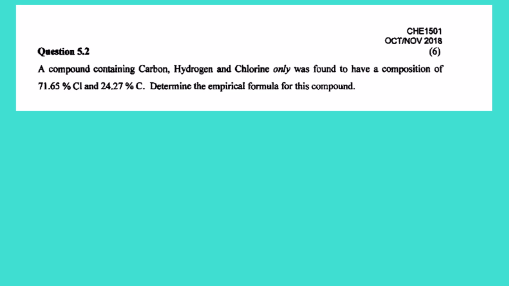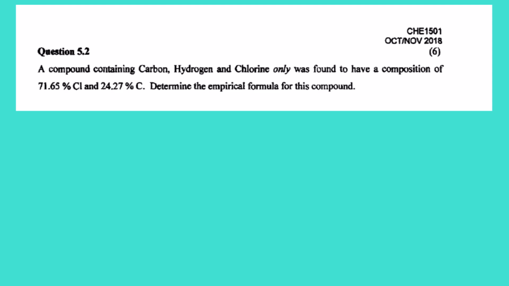A compound containing carbon, hydrogen, and chlorine only was found to have a composition of 71.65% of chlorine and 24.27% of carbon. We can see that we are not given the composition of hydrogen, but we can work it out. The question says determine the empirical formula for this compound.